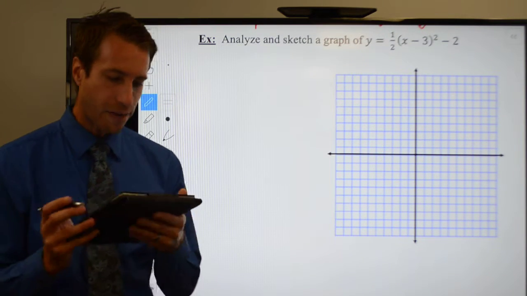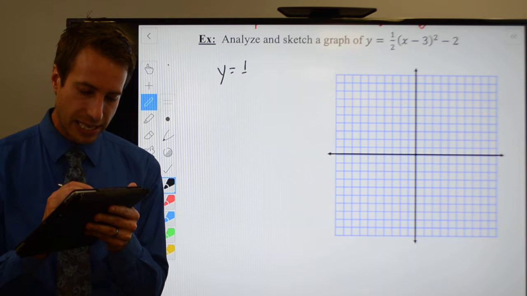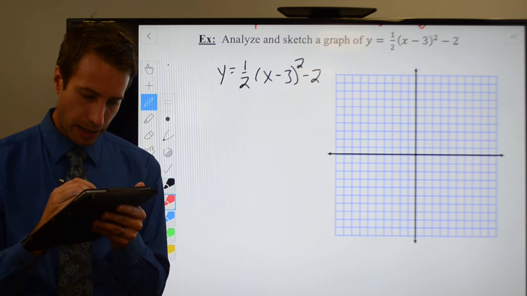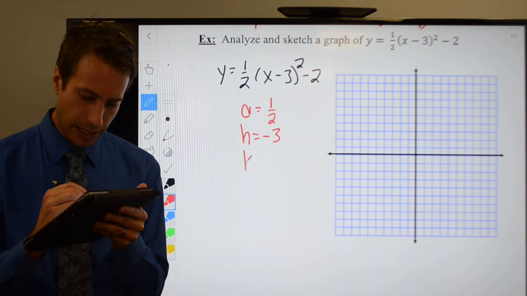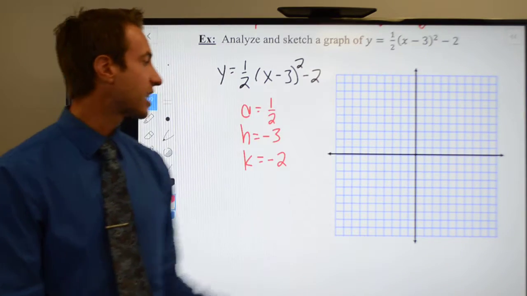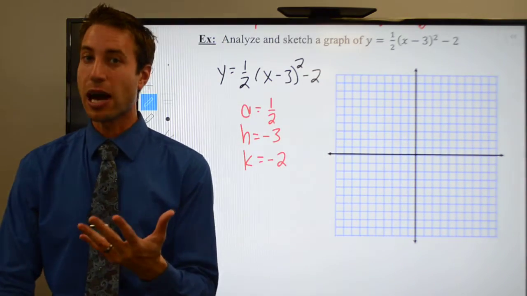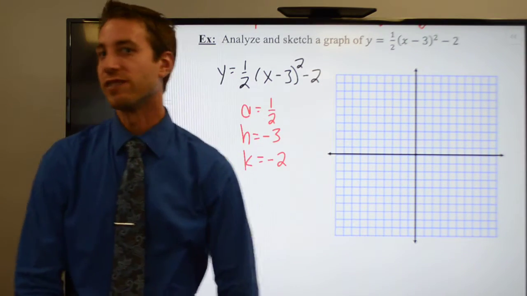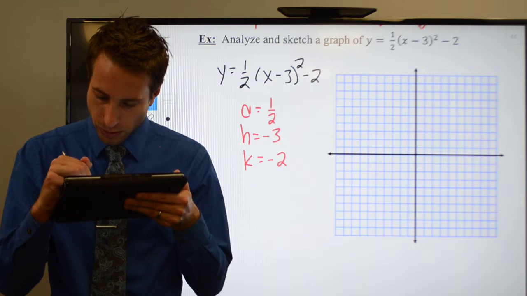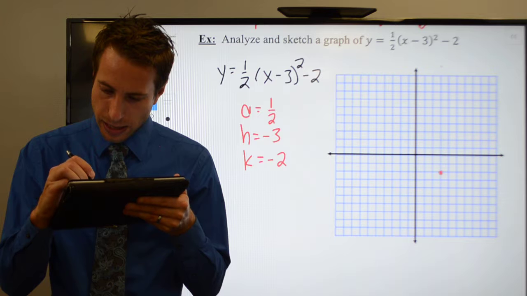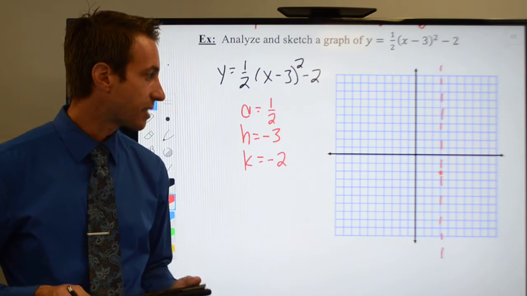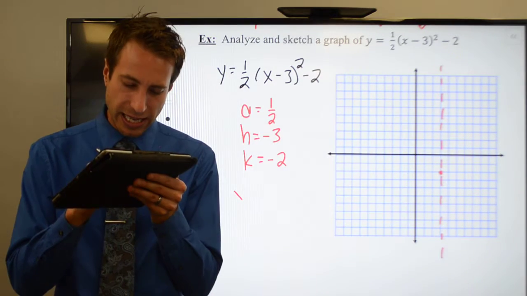I have a quadratic for you here in vertex form, which means we need to identify a, h, and k. a is 1/2, h is -3, and k is -2. Here's what that's going to do. The -3, well, h is the opposite, so it's going to shift it 3 units in the positive direction. The -2 will shift it 2 units down. So my vertex is going to be right there. And I'll just draw my axis of symmetry right down through my vertex. Now I just need to get a couple other points, which I can easily do.